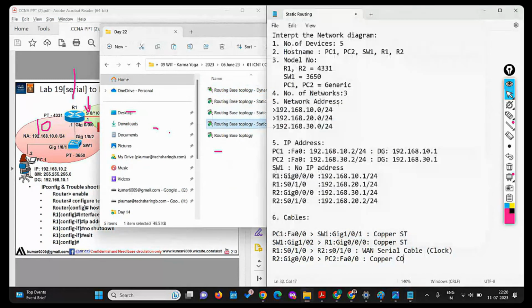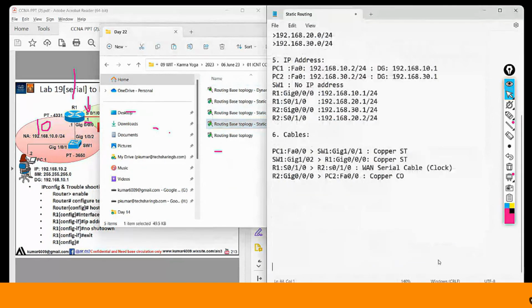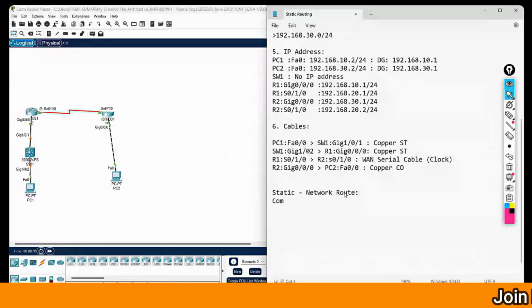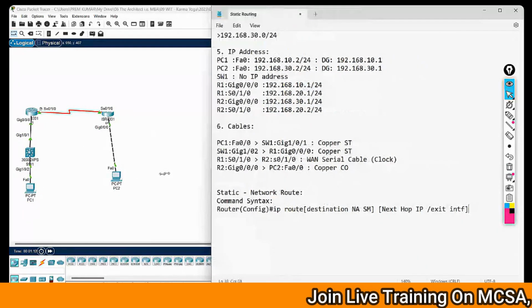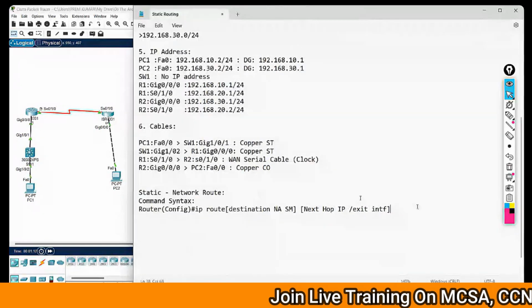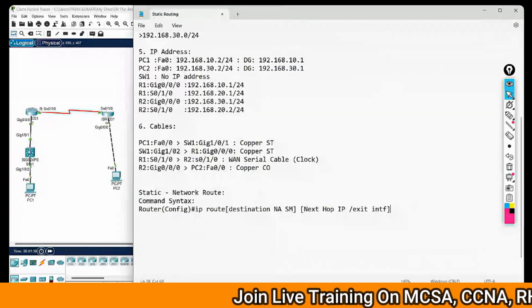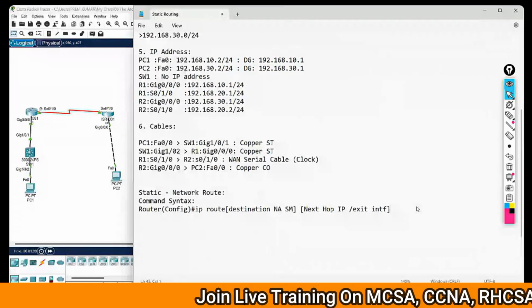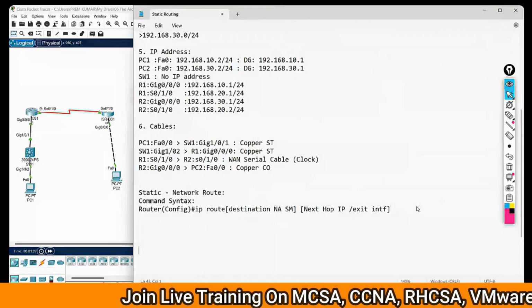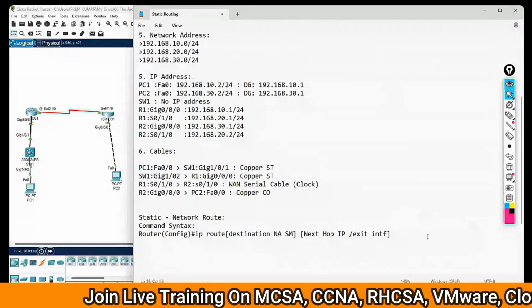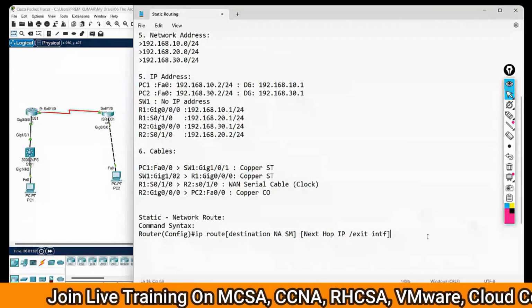So we have understood these concepts. Now we are going to learn static. What is there in the command? What we need to type there exactly. For example, you go to the router and go to global mode. Now this is the syntax to create a network route. Now what is a network route? Network route means for the whole network, networks 10, 20, 30.